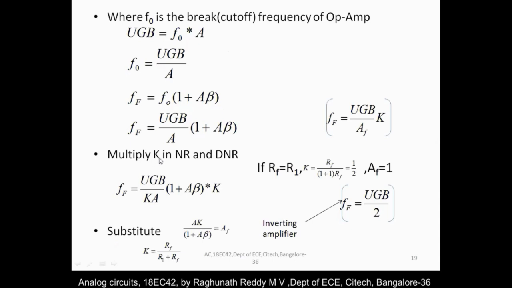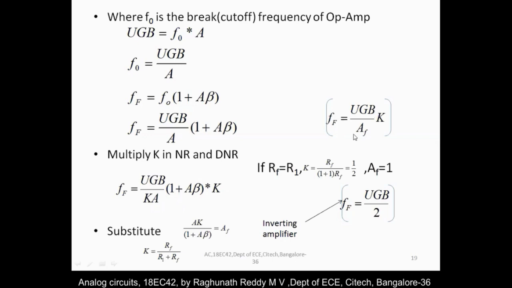Multiply K in numerator and denominator. FF equals UGB by KA into 1 plus A beta into K, because we need to substitute this term as 1 over AF. So if you substitute 1 over AF here, FF equals UGB by AF into K.